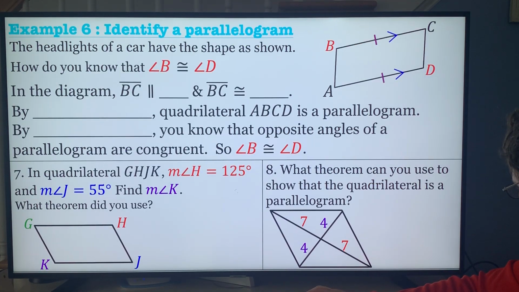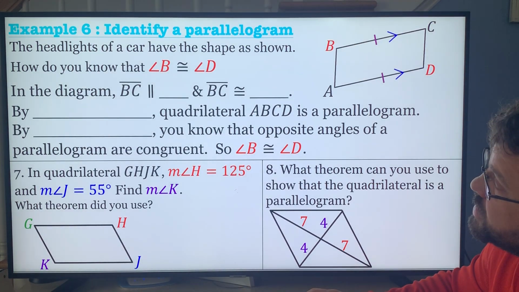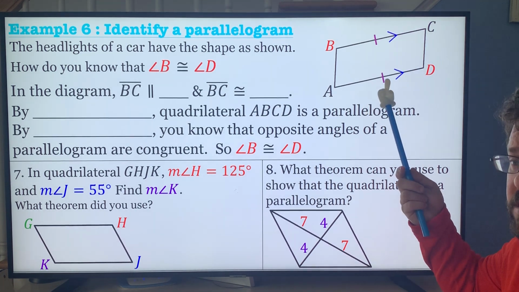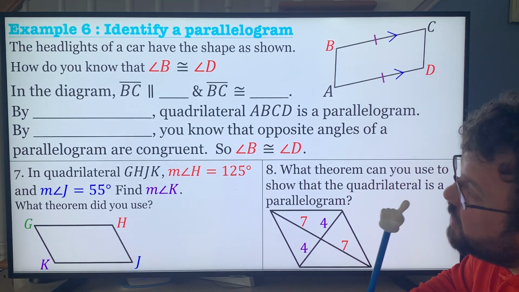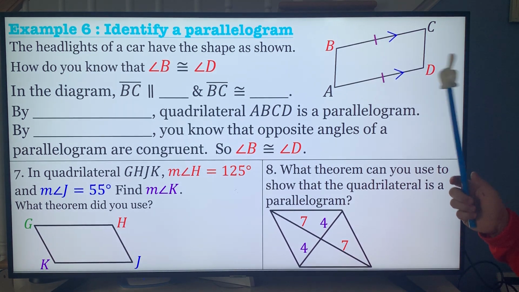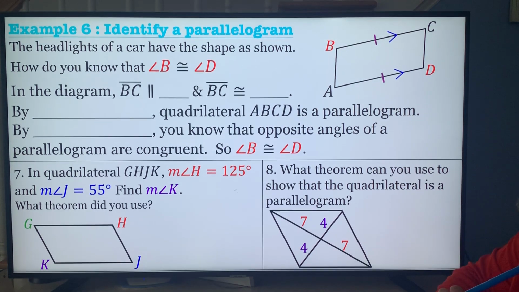Let's move on to the next example. Example number 6. Headlights of a car. Ever see a car that has headlights like this? Maybe. Fancy car. They have the shape as shown. How do you know if angle B and D are congruent?